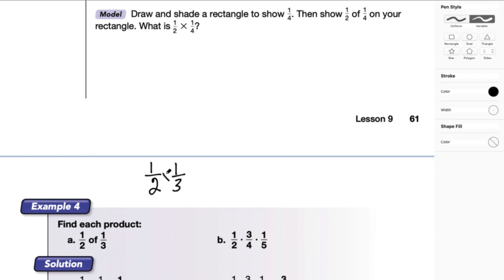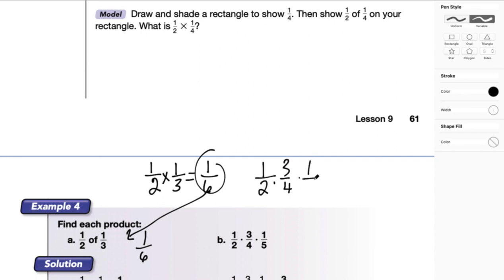The cool thing about multiplying fractions is you do not need a common denominator. We're just going to multiply straight across. 1 times 1 is 1, and 2 times 3 is 6. And that's what we get over here, 1/6. Even if we're doing many numbers, we can multiply those together. 1/2 times 3/4 times 1/5. No need for a common denominator here.